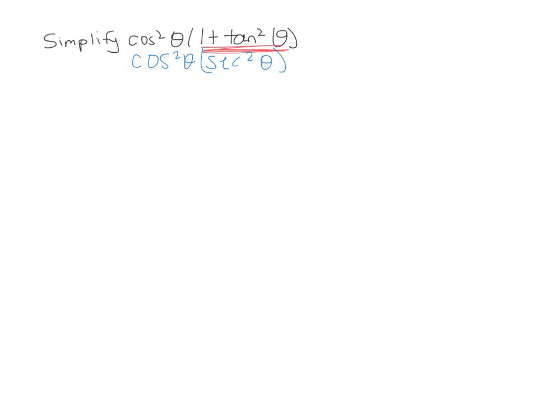And now I'm going to see if I can put anything in terms of sine and cosine. For instance, my cosine squared is in terms of sine and cosine. And secant happens to be 1 over cosine squared theta. So a little more algebra here. Put my cosine squared over 1, so I know what's in the numerator and the denominator. My cosine squareds cancel. 1 over 1 leaves me with 1.